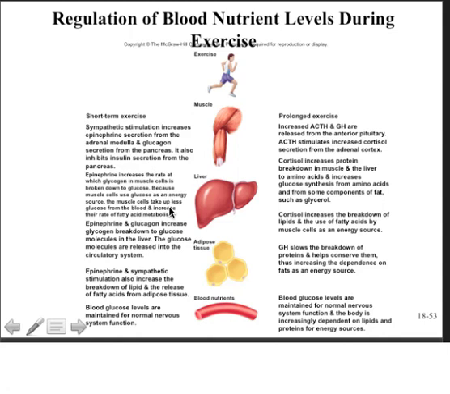The epinephrine increases the rate at which glycogen in muscle cells is broken down to glucose. It also stimulates the production of new sugar from non-carbohydrate precursors, and that's gluconeogenesis. So epinephrine and glucagon together increase glycogen breakdown to glucose molecules in the liver. The glucose molecules are released into the circulatory system along with gluconeogenesis, where we're synthesizing fresh monosaccharide from fat precursors. The epinephrine and also sympathetic stimulation from the autonomic nervous system increase the breakdown of lipid and the release of fatty acids from adipose. The blood glucose levels are maintained for normal nervous system function.